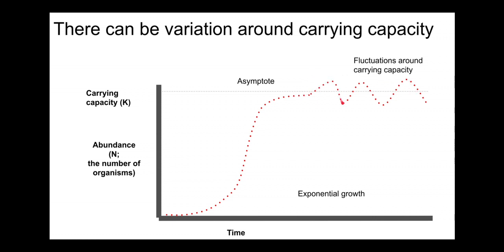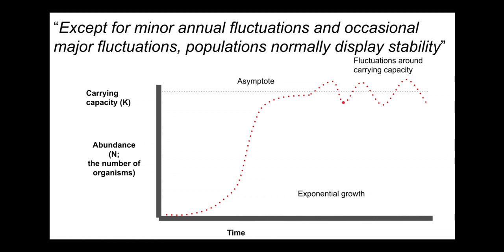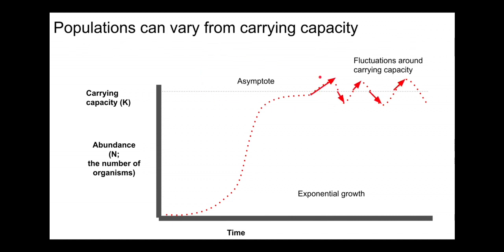There can be fluctuations. Sometimes this is due to just errors in counting the organisms, but it also has to do with the fact that the carrying capacity is set by the available resources. So in a year where it's really sunny and lots of food has been produced for an organism, maybe an herbivore, its population could increase. If the next year it's colder, its population might go down. So there will be some variation. Marr put it this way: except for minor annual fluctuations and occasional major fluctuations, populations normally display stability.